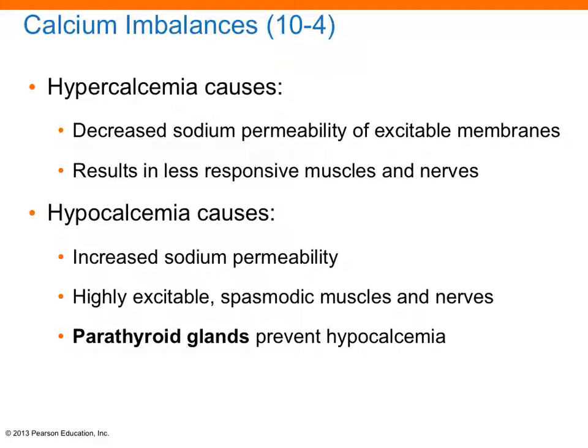Sometimes there are calcium imbalances, and we can get hypercalcemia, and that causes a few things: a decreased sodium permeability of excitable membranes, and it can result in less responsive muscles and nerves. And then hypocalcemia causes an increased sodium permeability and highly excitable spasmodic muscles and nerves. The parathyroid glands prevent hypocalcemia. Make sure you know that. The parathyroid glands help prevent hypocalcemia.